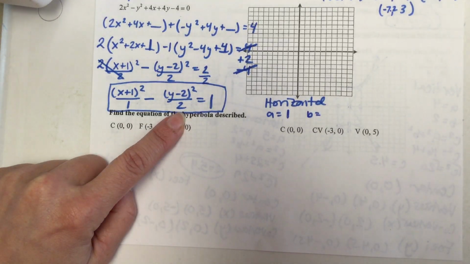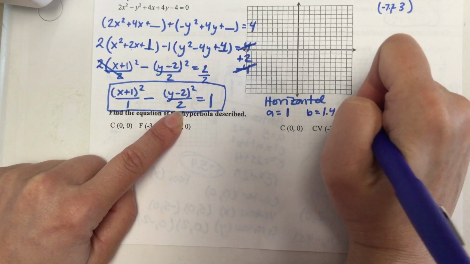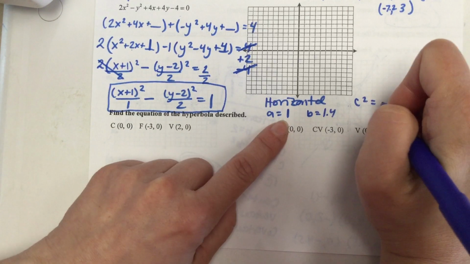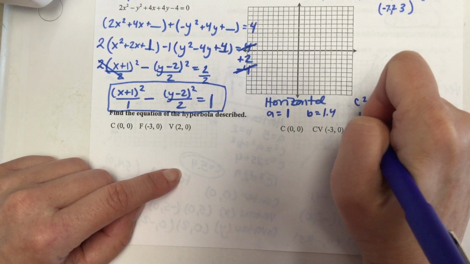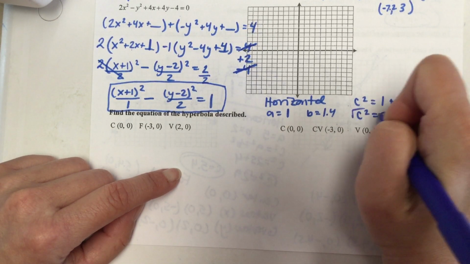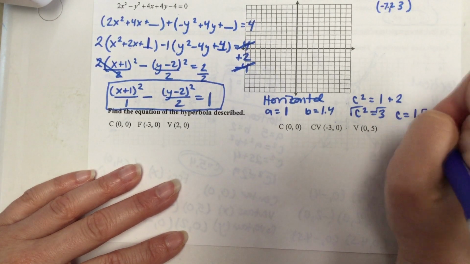B is the square root of the second denominator. Well, the square root of 2 is 1.4. C squared equals A squared plus B squared, so C squared equals 3. Take the square root of 3. The square root of 3 is 1.7.